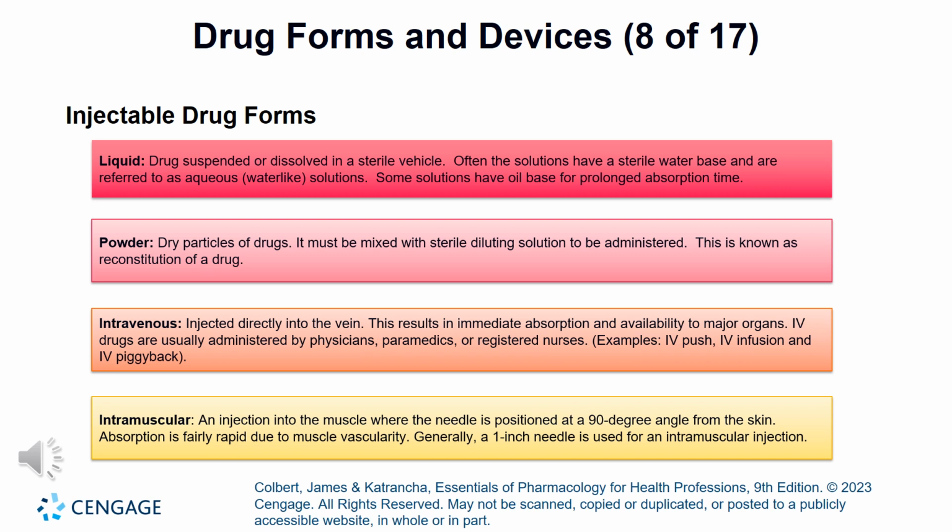Intravenous drugs are injected directly into the vein. This results in immediate absorption and availability to major organs. IV drugs are usually administered by your physicians, paramedics, or registered nurses. Examples are IV push, IV infusion, and IV piggyback. Intramuscular is another injectable drug form. This one goes straight into the muscle, where the needle is positioned at a 90-degree angle. Absorption is fairly rapid because of the muscle vascularity, and usually a 1-inch needle is used for an intramuscular injection.